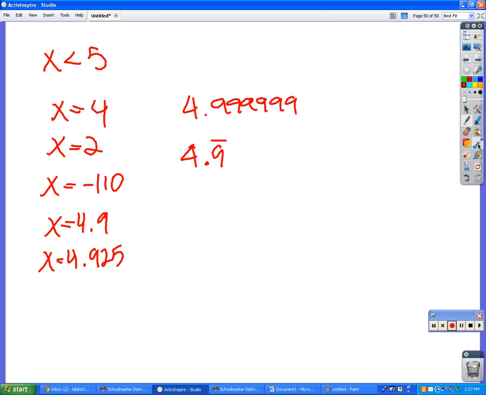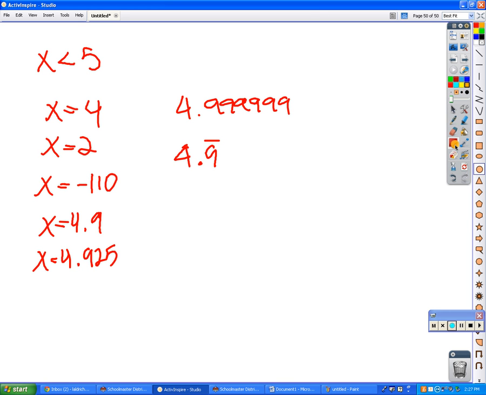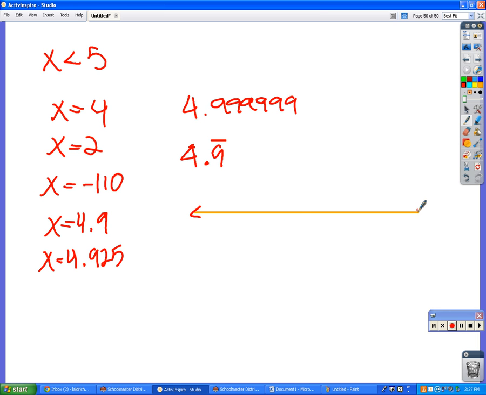Okay, so here's how you show this. Since this debate could go on forever, you're going to draw a number line like this. We know that our cutoff point is at 5 because x is less than 5. Can x equal 5? No, because 5 is not less than 5, so x cannot equal 5. So I'm going to put an open circle right there. What that open circle stands for is that I can get as close to 5 as you want me to, but I can't actually get to 5 itself.